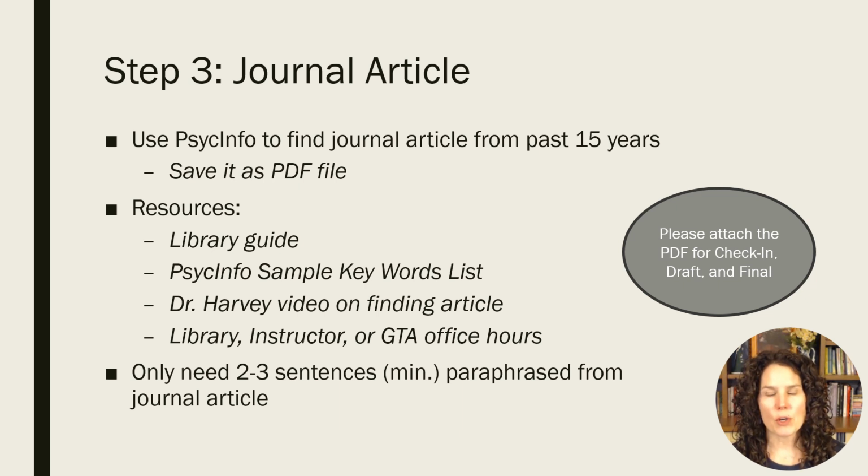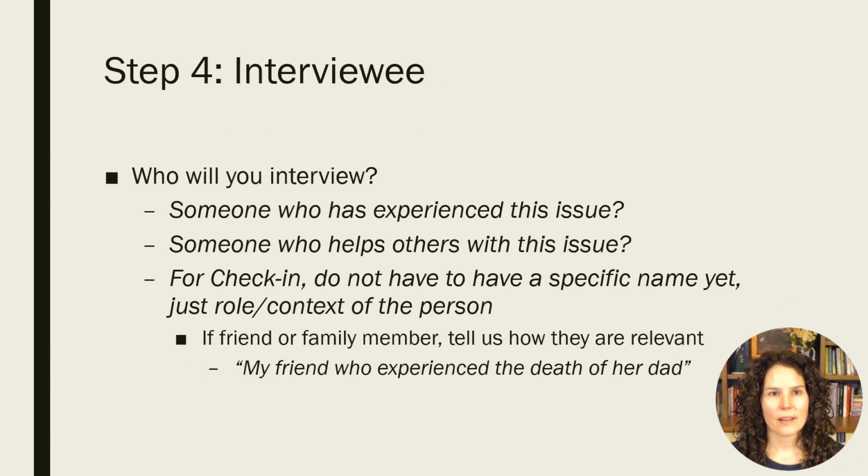It's important to know that your article has to give you some information to use in your blog post, but it doesn't have to be 100% related to your topic. Some topics are really hard to find sources for. You're only going to have to pull 2 or 3 sentences that you paraphrase into your blog post. So again, it doesn't have to be a perfect journal article.